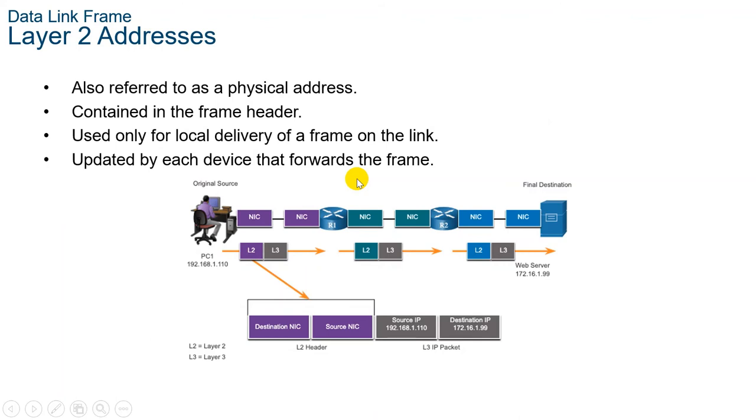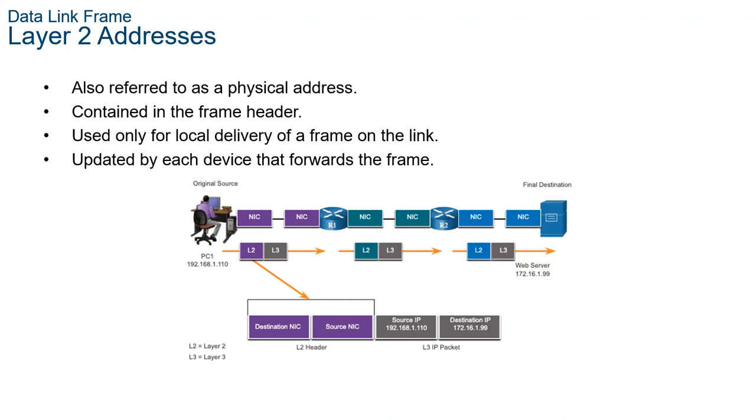Okay. So, layer 2 addresses. Layer 2 addresses are also known as the physical address. When you hear physical address, that pertains to the MAC address. So, the data link layer provides the addressing used in transporting a frame across a shared local media. So, device addresses at this layer are referred to as the physical addresses or MAC address.